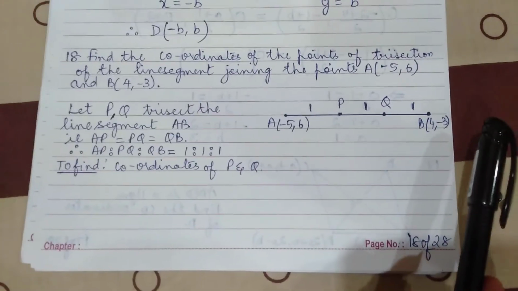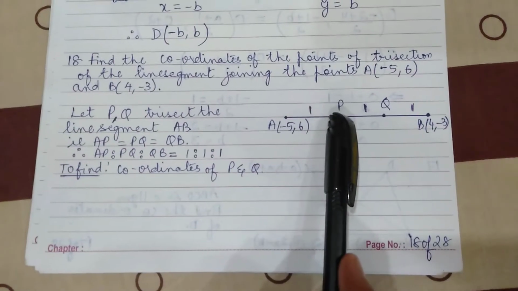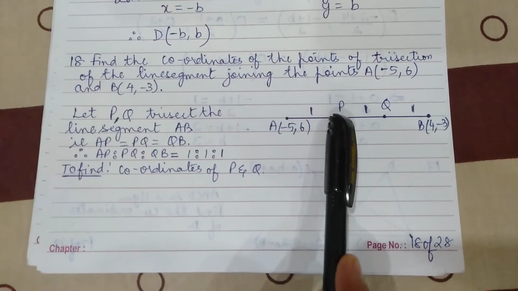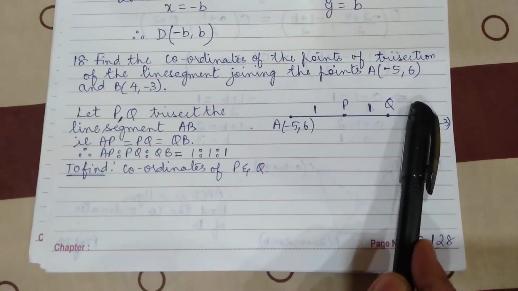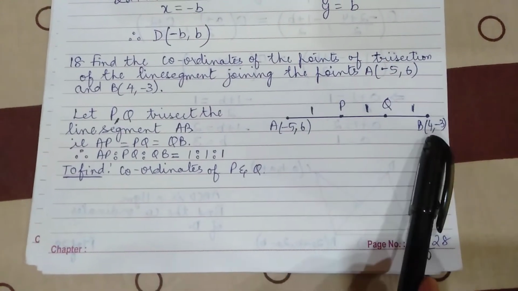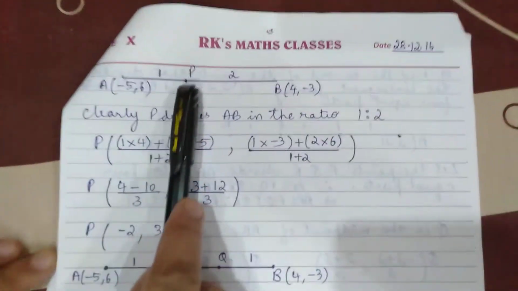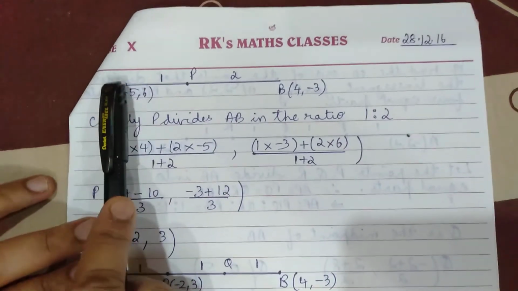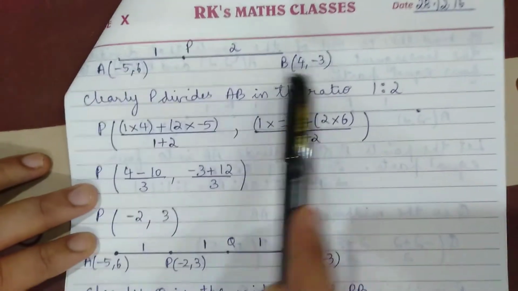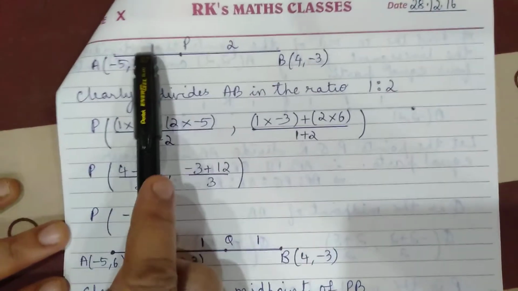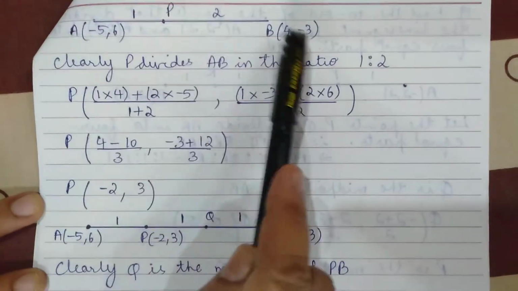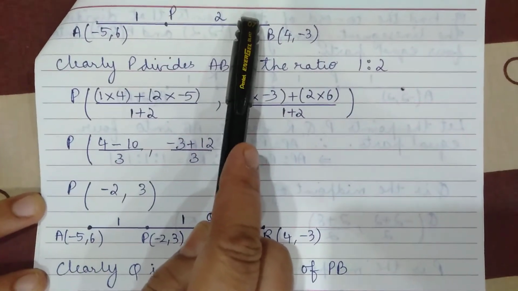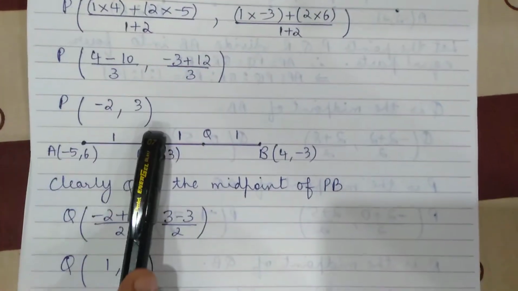So now it's simple. We have to find the coordinates of the point P using the section formula. P divides the line segment AB in the ratio 1:2, and we know the coordinates of A and B. So simply apply the section formula and find the coordinates of P. You can see the line segment AB here with the address. The ratio is 1:2. You don't find the point Q here. So use the section formula and find the coordinates of P.